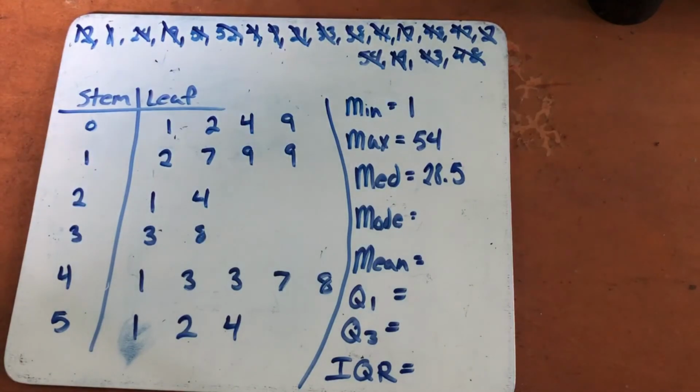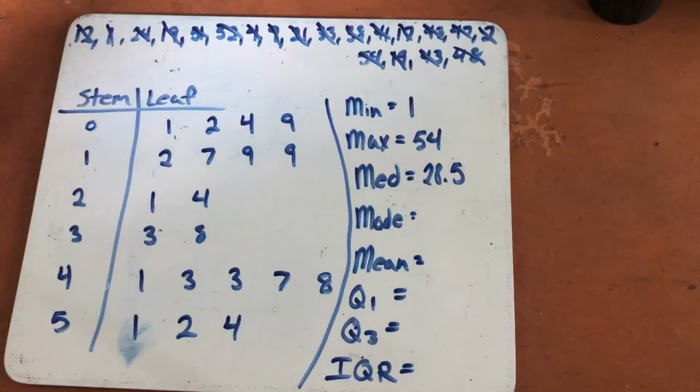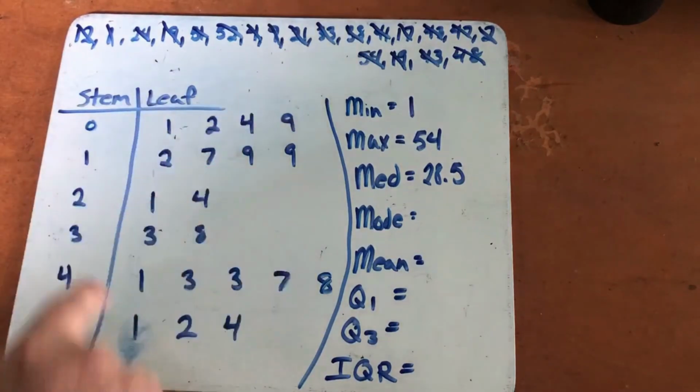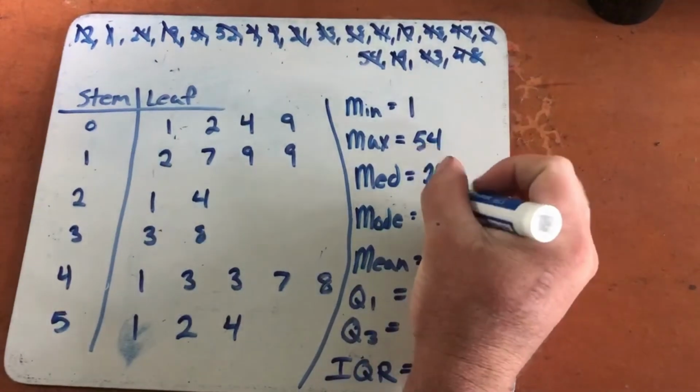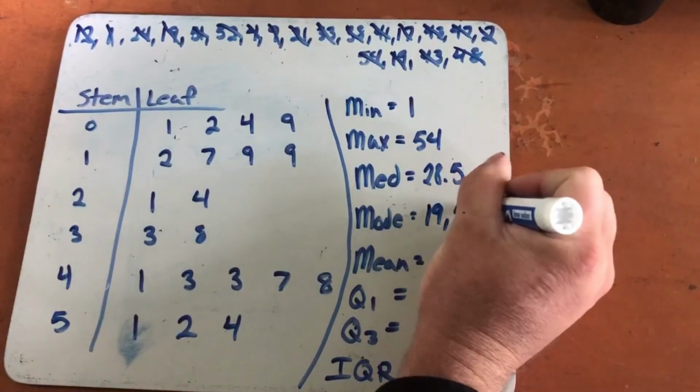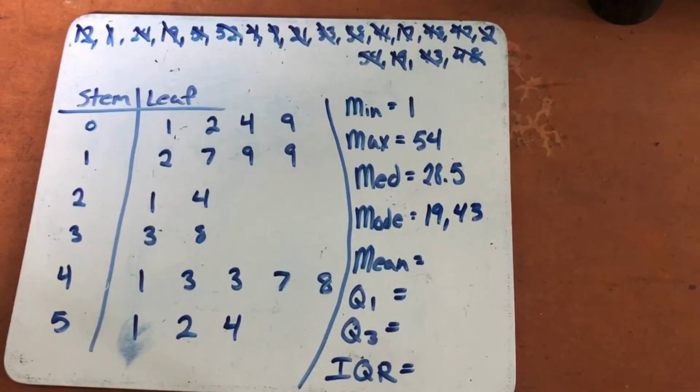Now the mode. Dealing with what we're talking about, we either have no modes, one mode, or two modes. Anything else, we're not calling that a mode. What I'm looking for is the numbers that appear the most. In this case, I have two modes. Every number up here is presented exactly one time except for 19, which is twice, and also 43, which is twice. So that means I have two modes. My mode is 19 and 43. Those are my two modes.